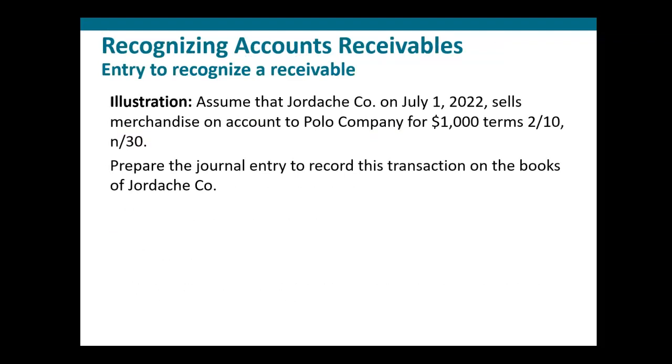Jordache sells merchandise to Polo for $1,000, terms 2/10, net 30. That's a 2% discount if paid within 10 days. Net due in 30 days. The journal entry would be debit accounts receivable, credit sales revenue. There is another entry that we're not seeing here. That's the cost of goods sold entry, debit cost of goods sold, credit inventory. This chapter kind of ignores that entry, so don't forget that it's there.